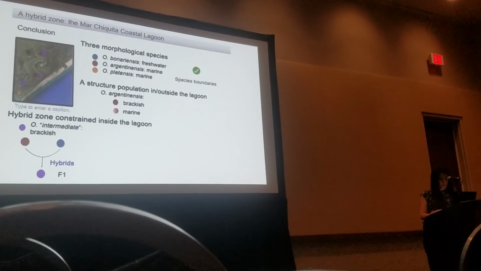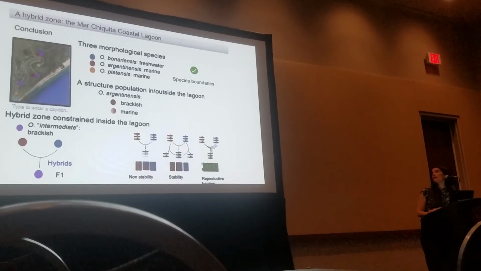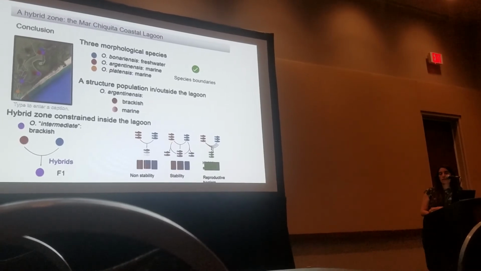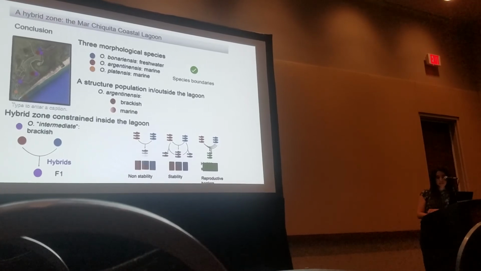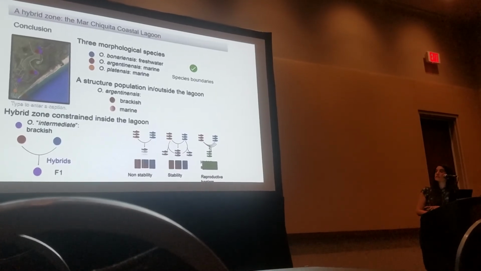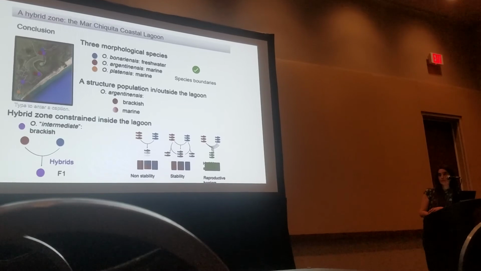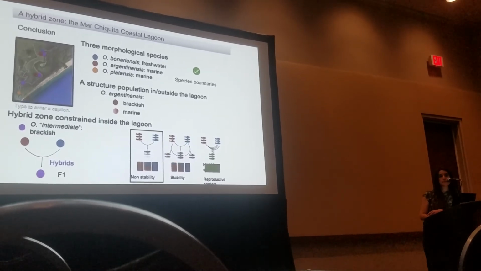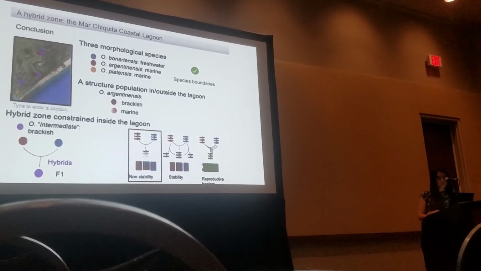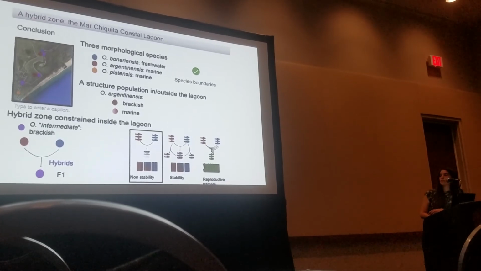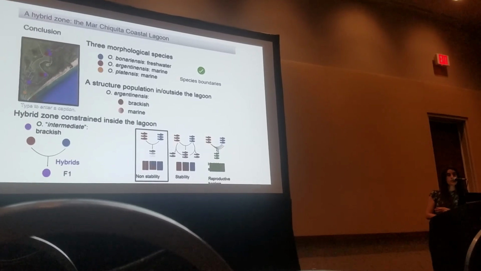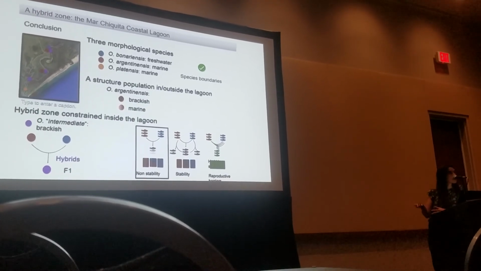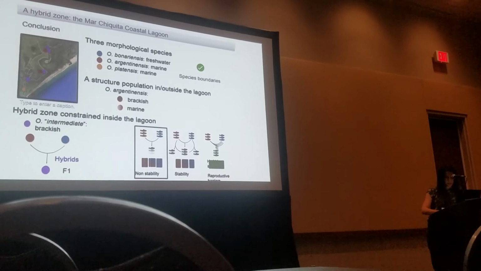So now we can look again at the 3 scenarios, the 3 potential outcomes in the hybrid zone. And we can see that Odontesthes in the Mar Chiquita lagoon are in a non-stability hybrid zone scenario. And we can also suggest that this scenario is constrained by the salinity of the lagoon.